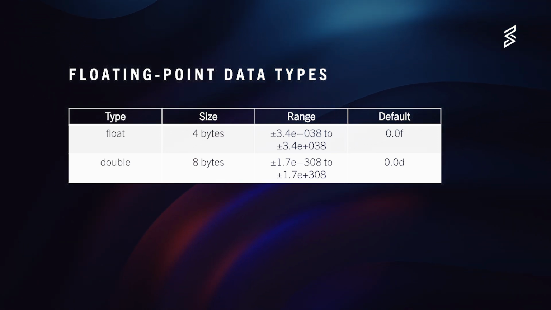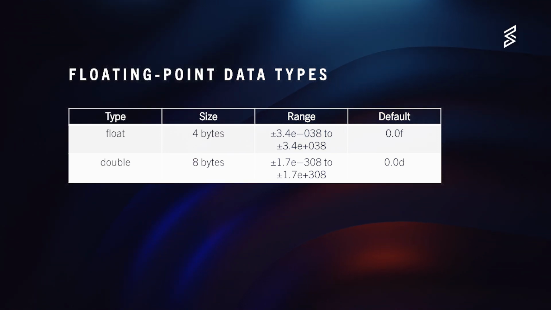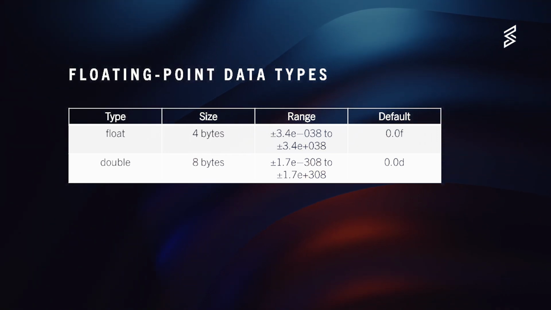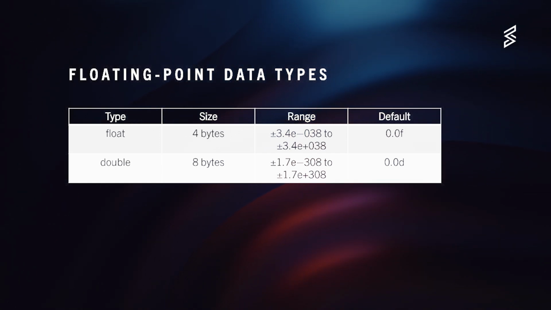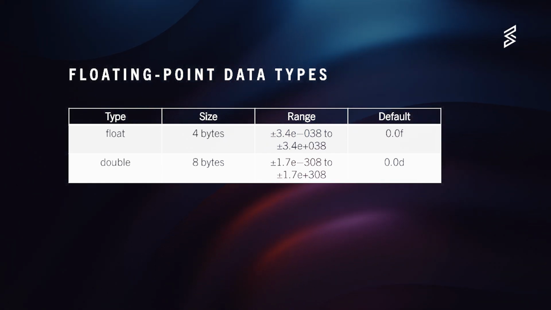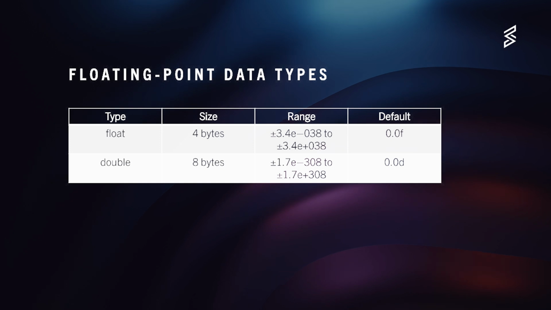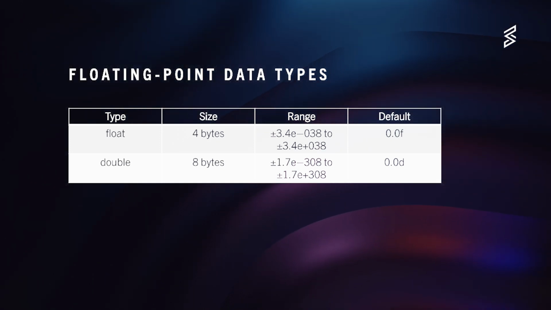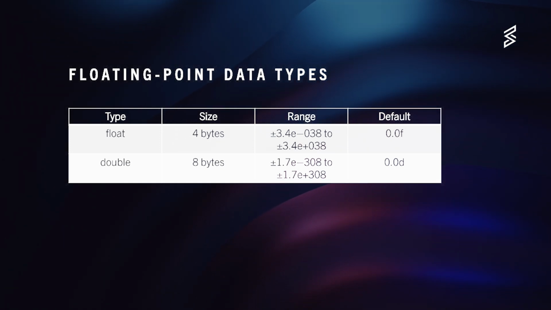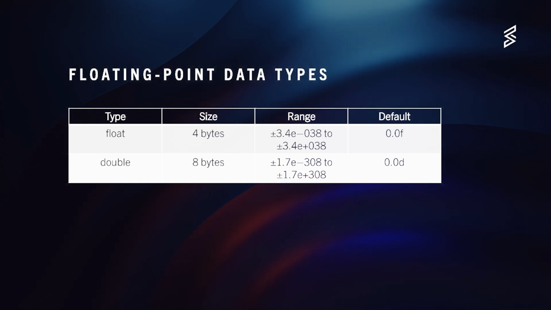These are used for decimal numbers, numbers with a dot in them, like 3.14. Float uses less memory but is less precise, while double is bigger and more accurate. In most cases, you'll use double unless you need to save memory.